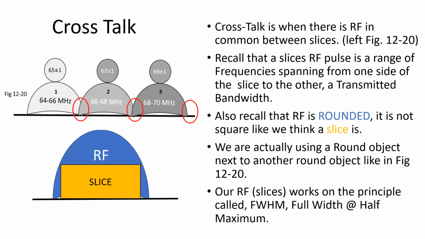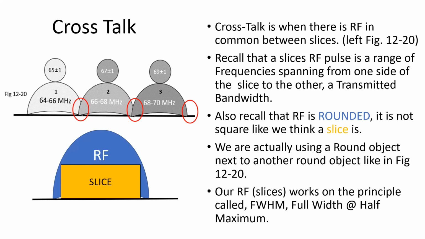Oh my God, look at that crosstalk. No, but it happens. Look at slice number 3. What's in common? The 68. So when you excite number 2, you're also exciting just a little sliver of number 3, because we think that our slices are square, and we'd like them to be. But guess what? We're not going to get something square out of round RF.